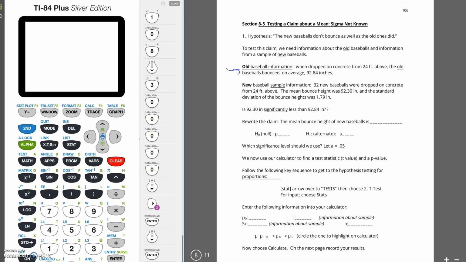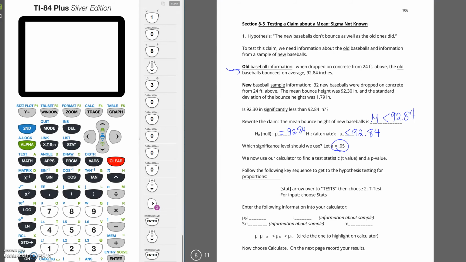Since the claim was that the baseballs bounce less, we're claiming that mu is less than what the old baseballs were, 92.84. So that's going to be our alternate hypothesis since it's a less than. Our null hypothesis is mu is equal to 92.84. Then we would need a significance level, and we're going to let alpha be 0.05.